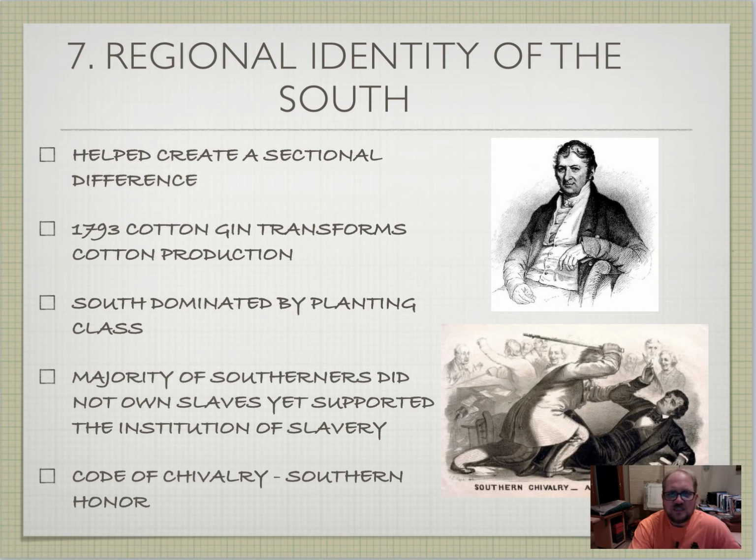So some of the issues with the South is there was a very sectional difference here. The cotton gin gave more importance to plantations and more importance to the ideology of slavery. The majority of Southerners did not own slaves. Even though they supported slavery, it was dominated by the planting class. That was a big thing to think about, is that most Southerners did not own slaves, but they supported the institution itself. There also will be this code of chivalry in the South, this unwritten Southern honor that you have to defend not only slavery, but the Southern way of life also.